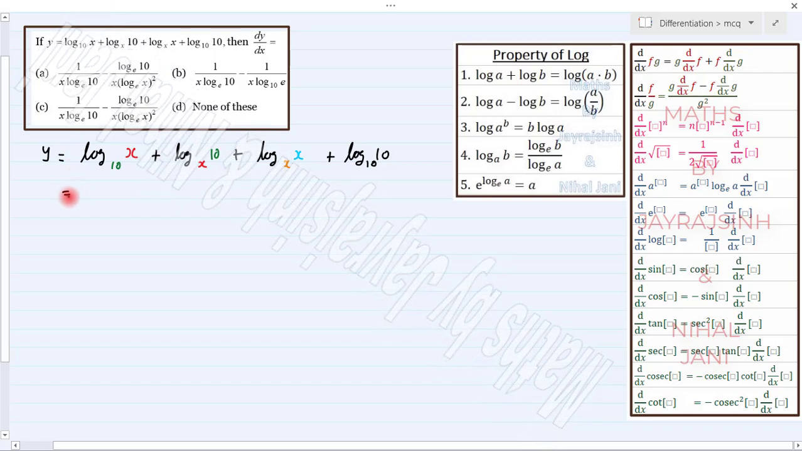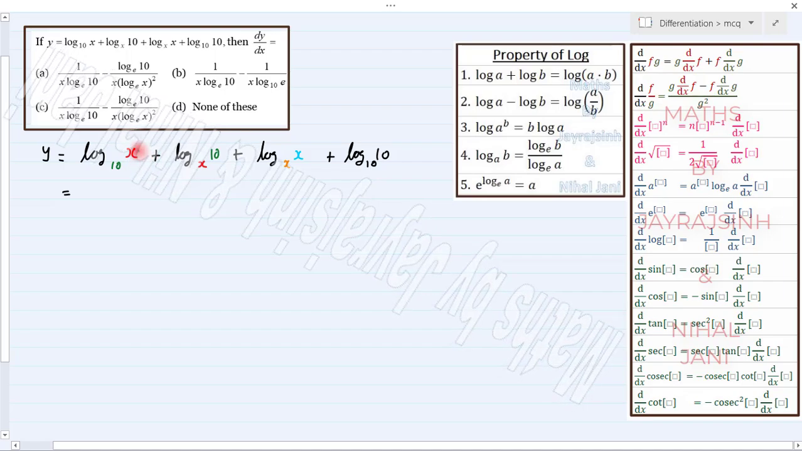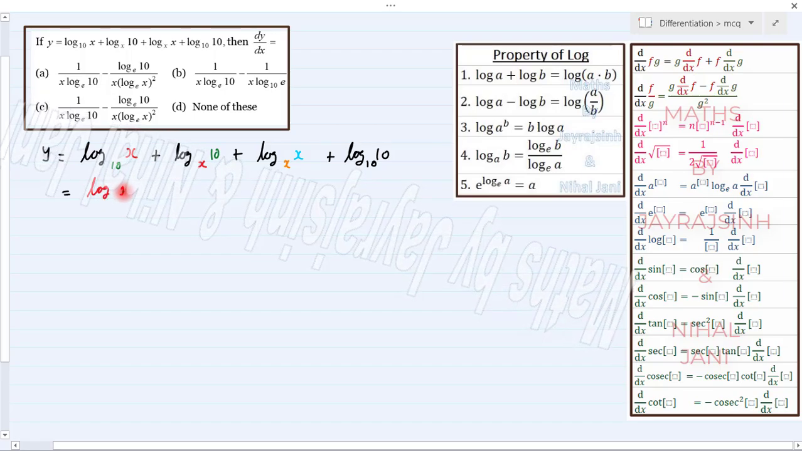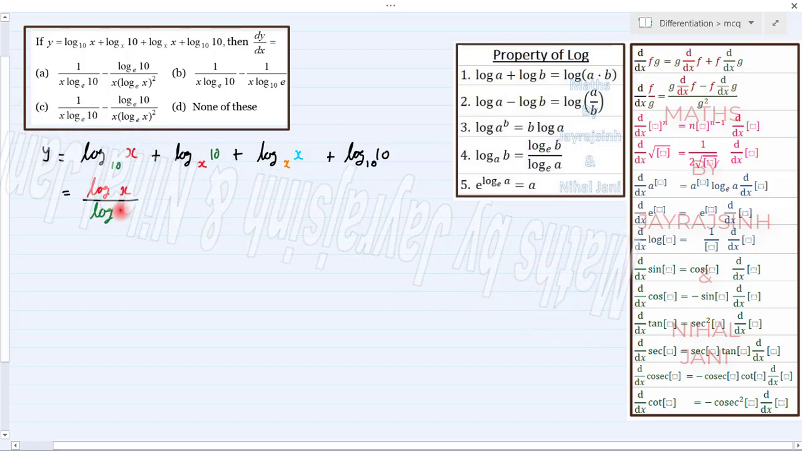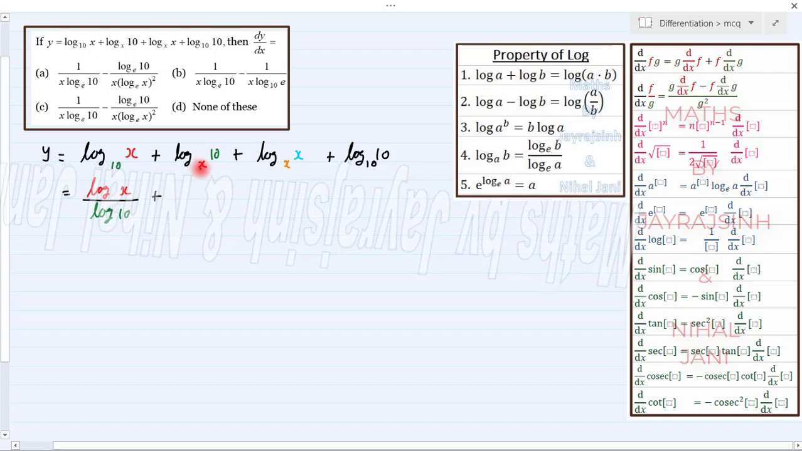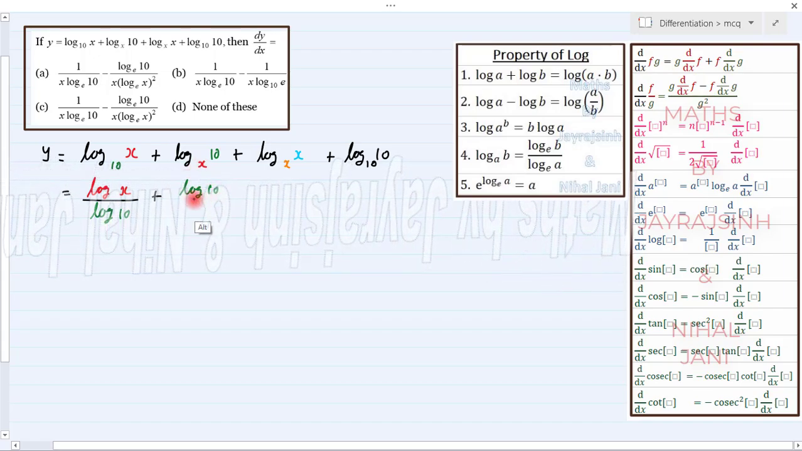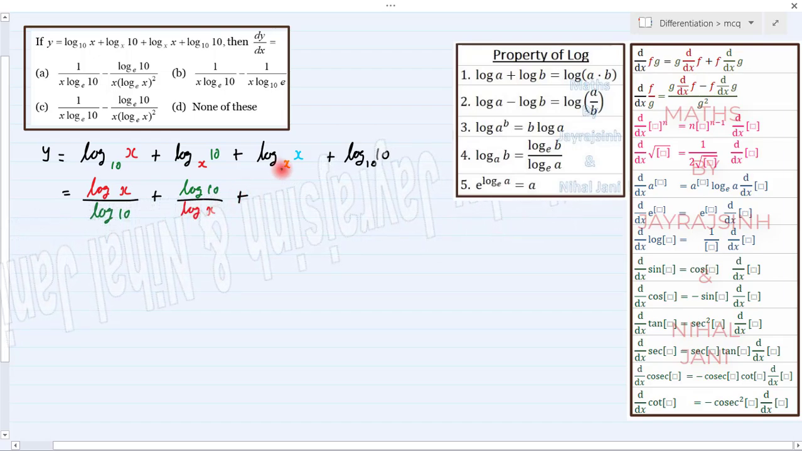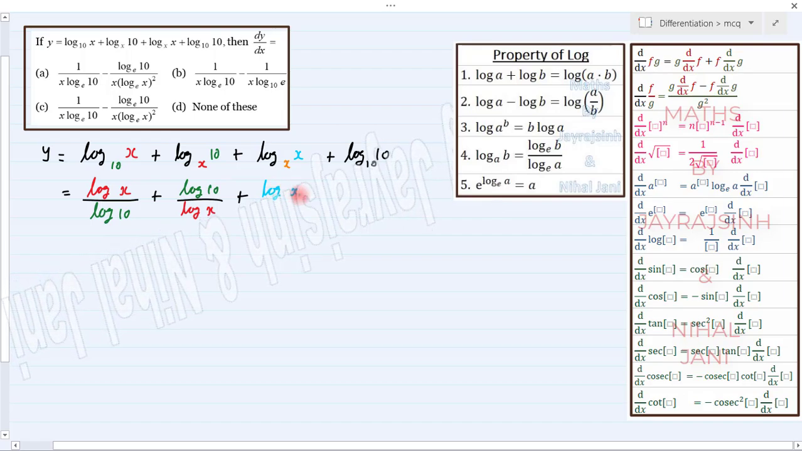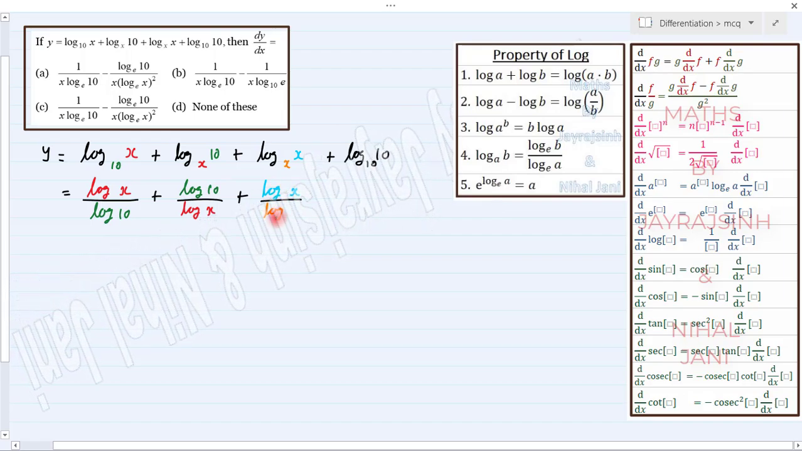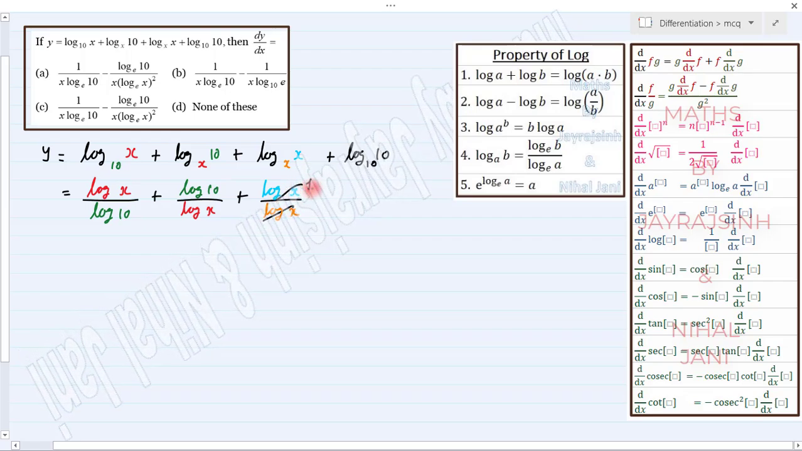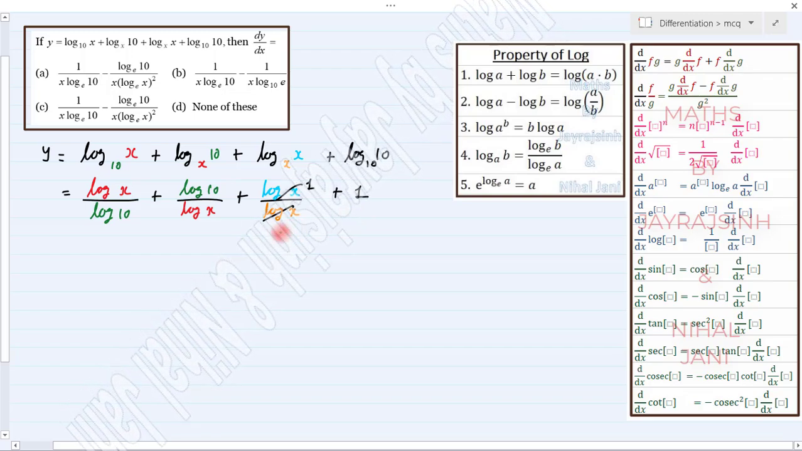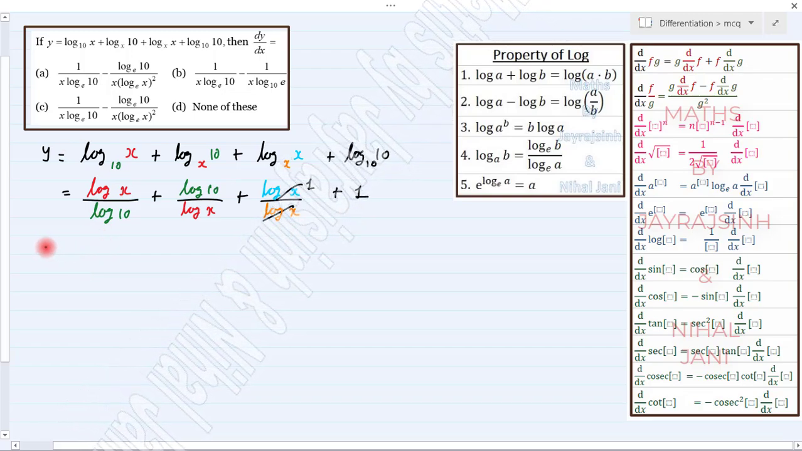Before we go for differentiation, we have to apply property of log. This log x base 10 can be converted into log x upon log 10, plus your second term will be log 10 by log x, plus third term will be simplified as log x upon log x, or we can say it will become 1, and similarly log 10 base 10 also become 1. So we are ready for differentiation.